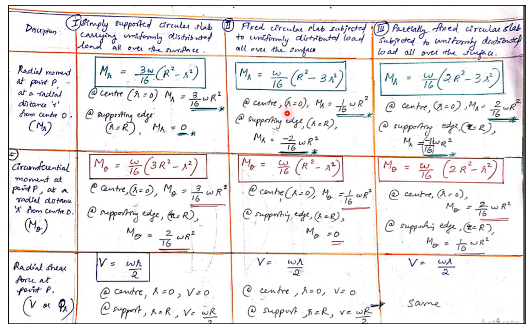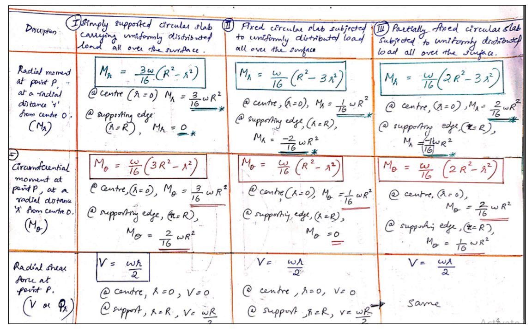Now about the fixed condition. At the center, r is equal to 0. If you substitute small r equal to 0, it becomes W by 16 into R square, or 1 by 16 W R square. And when small r is equal to capital R, that means at the supporting edge, the value is W by 16 into (R square minus 3 R square), which will be negative, minus 2 by 16 W R square. The negative moment means the bending will be in the other direction. Then the partially fixed condition. This is the general expression for radial moment. When r is equal to 0, the value at the center will be 2 by 16 W R square, and the value at the supporting edge will be minus 1 by 16 W R square, when you substitute small r equal to capital R in this general expression.